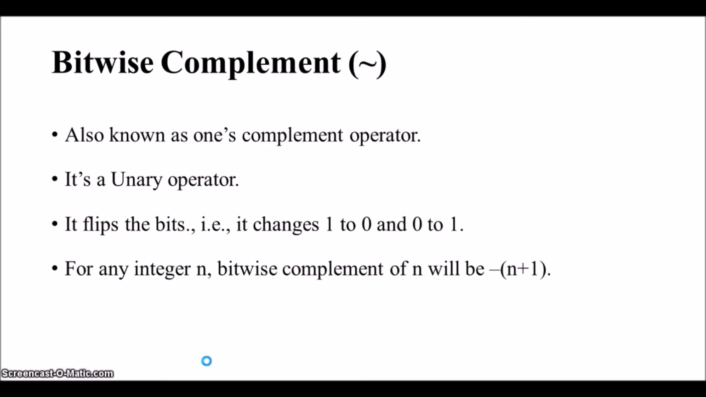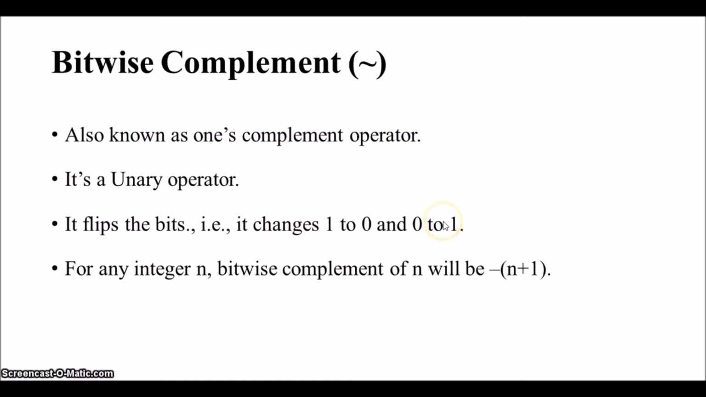The next operator is bitwise complement. This bitwise complement is also known as the ones complement operator, and it is represented by the tilde symbol. It is a unary operator, which means it works only on one operand, not like the other bitwise operators which require two operands. The bitwise ones complement operator flips the bits. What does it mean? It changes 1 to 0 and 0 to 1.